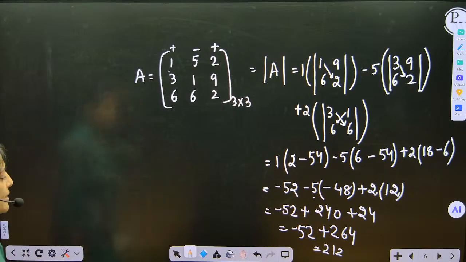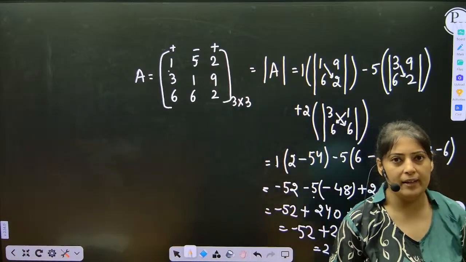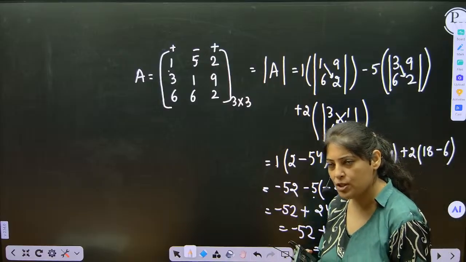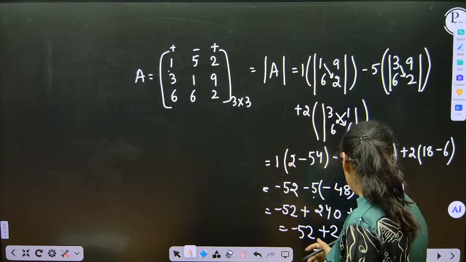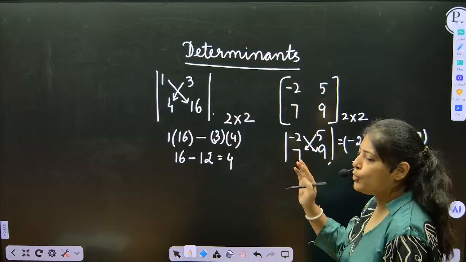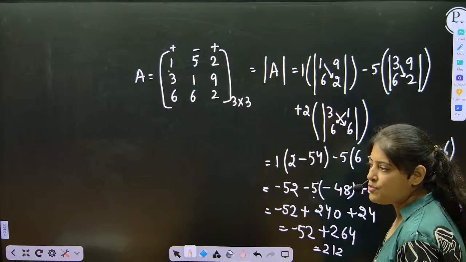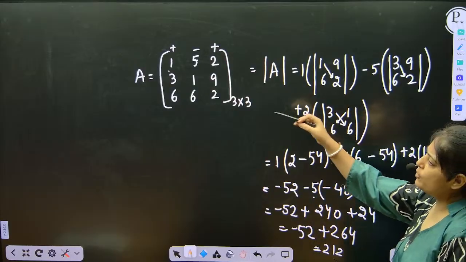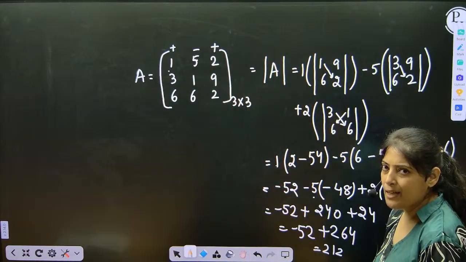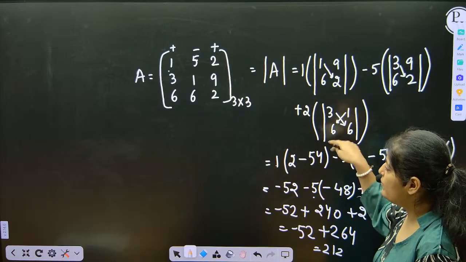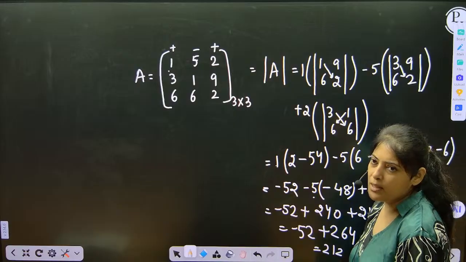So I hope today's class is clear to everyone. Today we have done the inverse, how to find the inverse using row transformations, and then we have done how to find the determinant. This we have done for determinant of 2 cross 2 matrices, and this is the determinant of a 3 cross 3 matrix. In 3 cross 3, first we have to assign plus minus signs alternately, and then we have to remove that row, remove that column, and for the remaining 4 numbers, find the determinant.